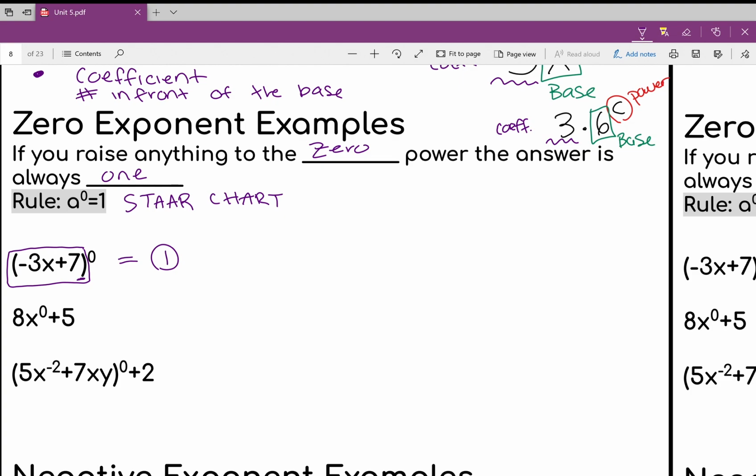Okay, let's find the base in 2. It says 8x to the 0 power plus 5. So our base is whatever's attached to the exponent. The only thing attached to the exponent is this x. So that means x to the 0 power changes to 1. So let's cross this out and write a 1. Now this reads as 8 times 1, plus 5. 8 times 1 is 8, plus 5. 8 plus 5 is 13. So 8x to the 0 power plus 5 is 13.